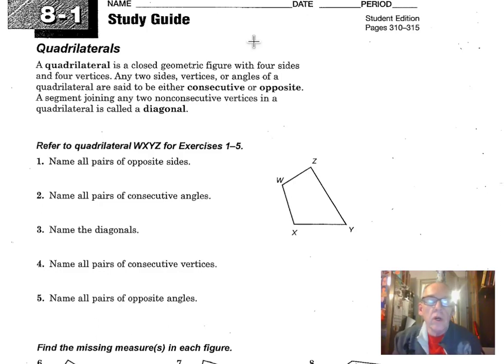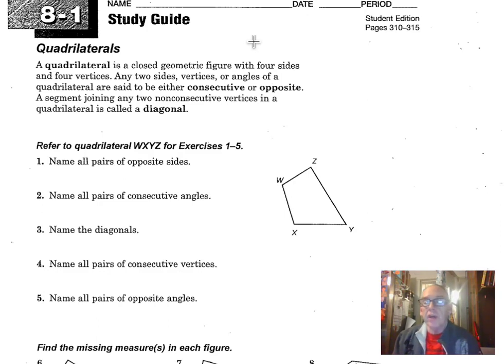Okay, in this video we are looking at the 8-1 study guide that came from a different geometry book. This came from the Glencoe geometry, but it has information about quadrilaterals, which is a four-sided geometrical closed polygon, where there are special quadrilaterals like kites, trapezoids, rhombuses, squares, and rectangles. But in general, a four-sided polygon is a quadrilateral, and they all have properties in common with each other.